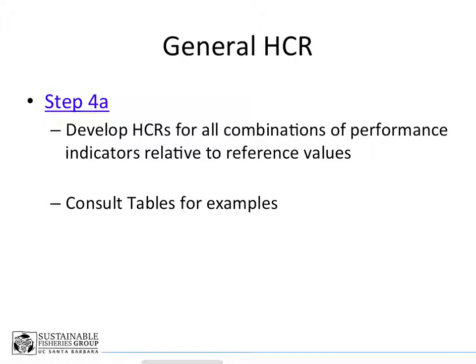Step 4A is to develop harvest control rules for all combinations of performance indicators relative to their reference values. There are a lot of great tables in the guidance document to help you through this, but we can walk through an example.